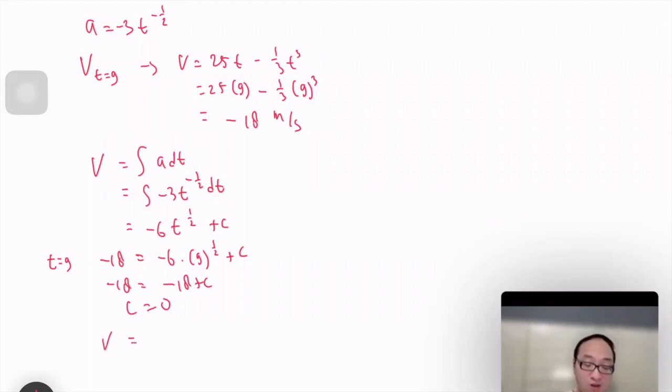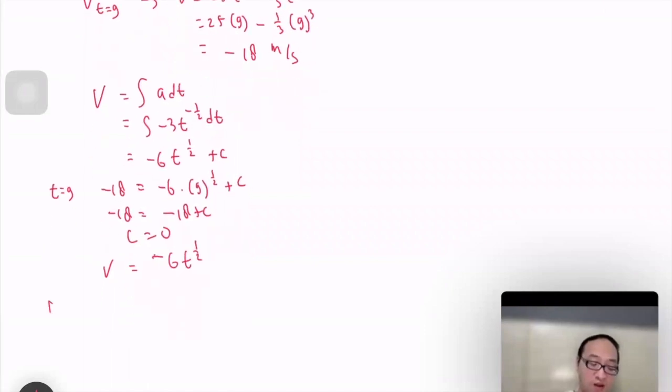Then the formula will be negative 6 t to the power of half. Put in time 25. So v will equal negative 6 times 25 to the power of half, which equals negative 30 meters per second.